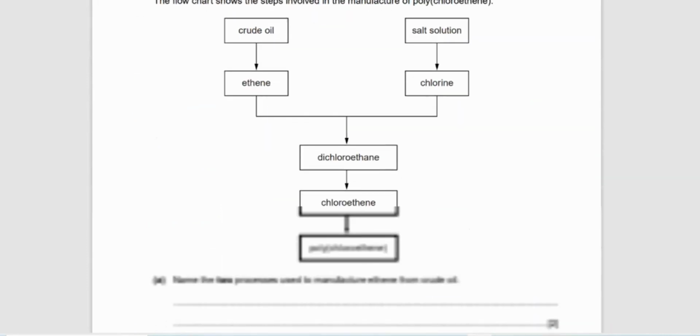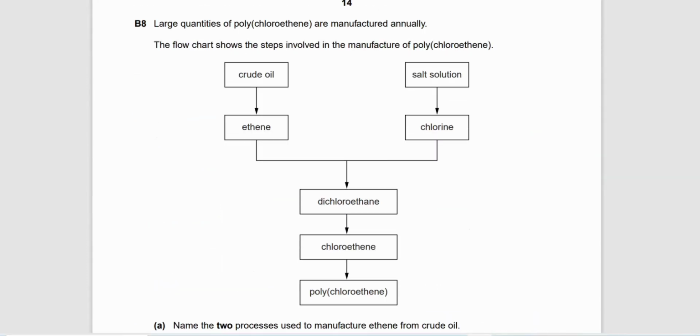I think this is the last question. I hope so. Large quantities of polychloroethene are manufactured annually. The flow chart shows the steps involved in the manufacture. From crude oil, the petroleum, we get ethene, and from salt solution we get chlorine. The chlorine and ethene both react to form dichloroethane.